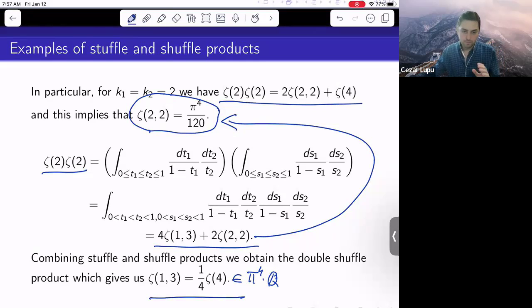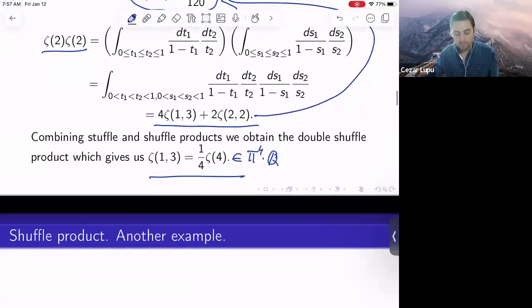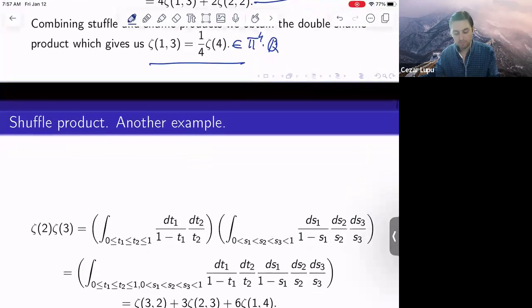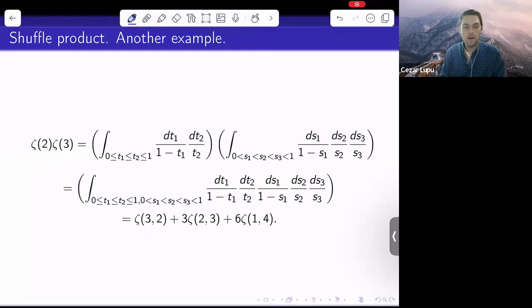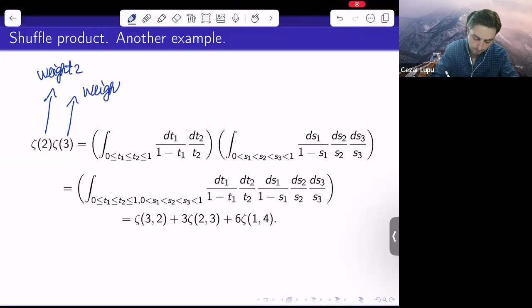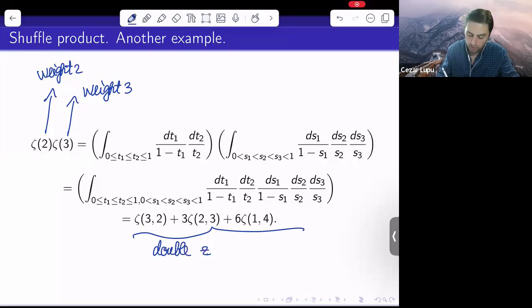but we'll go also a little bit up in weight 5. So let me give you another example. Another example of shuffle product, right? So here you see I have these iterated integral forms, but in this case, I'm multiplying zeta of 2 times zeta of 3. So again, two single zeta values. One is in weight 2, the other one is in weight 3. So I'm going to get double zeta values. That's the thing about the shuffle product. So this is weight 2. This is weight 3. And of course, we're going to get all double zeta values in weight 5.